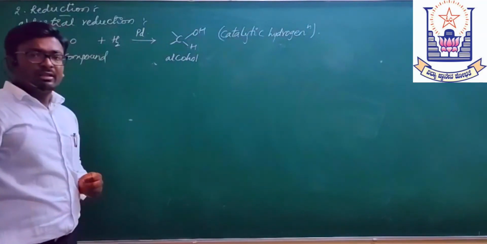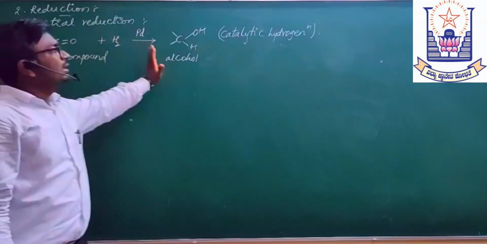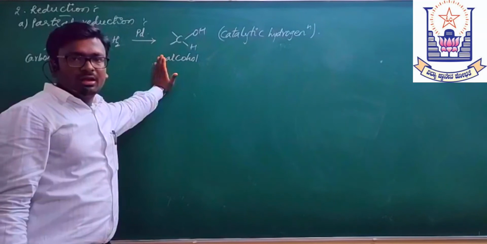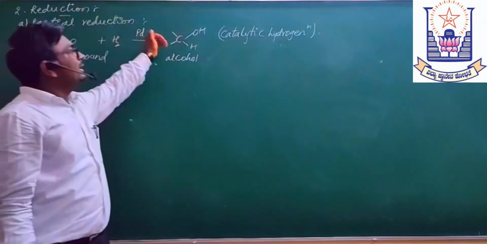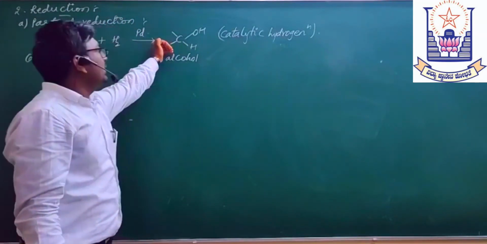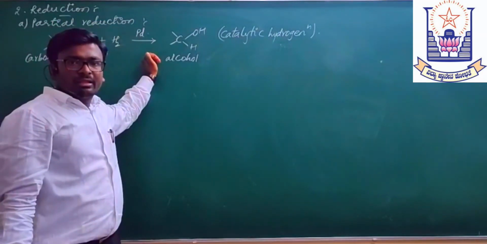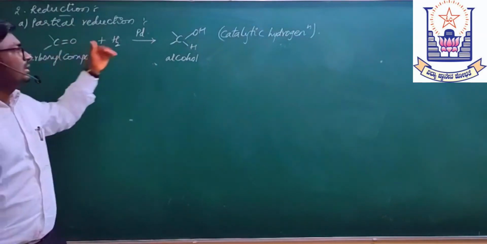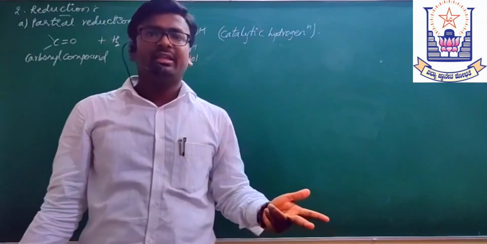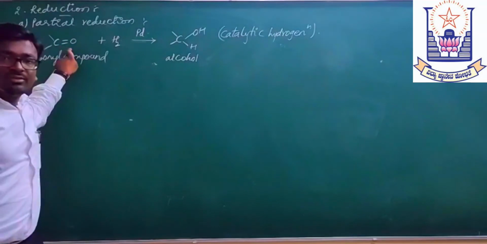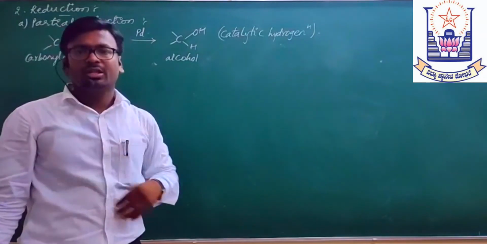If you take formaldehyde, you will get methyl alcohol. Methyl alcohol, that is primary. If you take acetaldehyde, you will get ethanol. If you take acetone, you will get propan-2-ol. Here, the type of alcohol, whether primary, secondary or tertiary, depends on the type of carbonyl compound you are going to take. This is all discussed in the alcohols chapter.